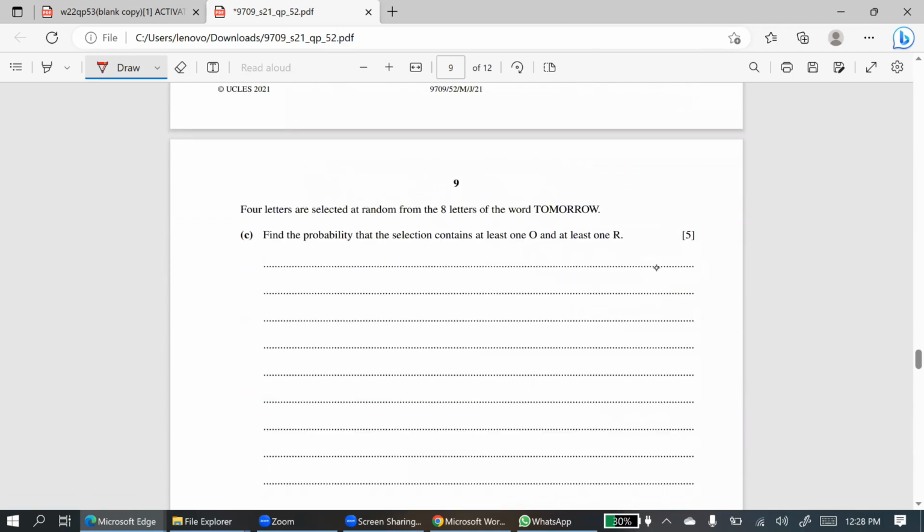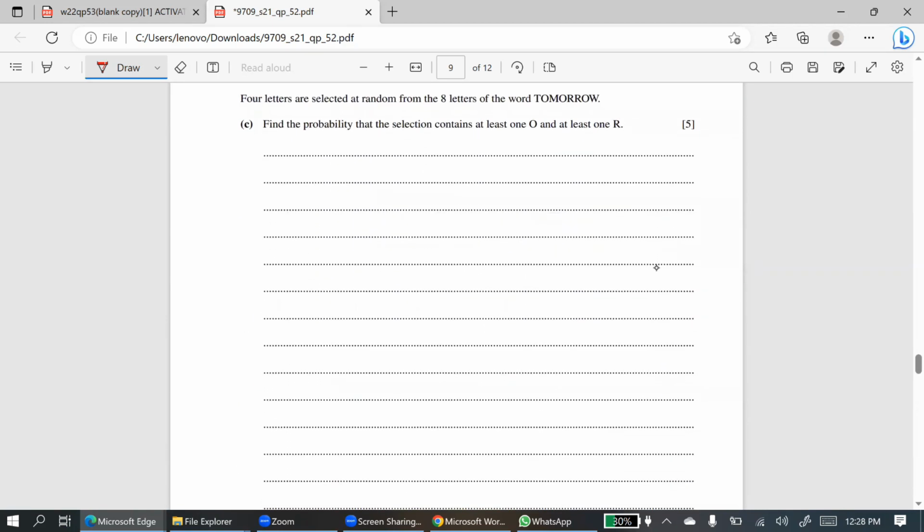Now, part C. 4 letters are selected at random from the 8 letters of the word tomorrow. Now, this question is of combinations. We will use combinations to find out the number of ways, and there is a repetition of letters. The part C is: find the probability that the selection contains at least one O and at least one R.